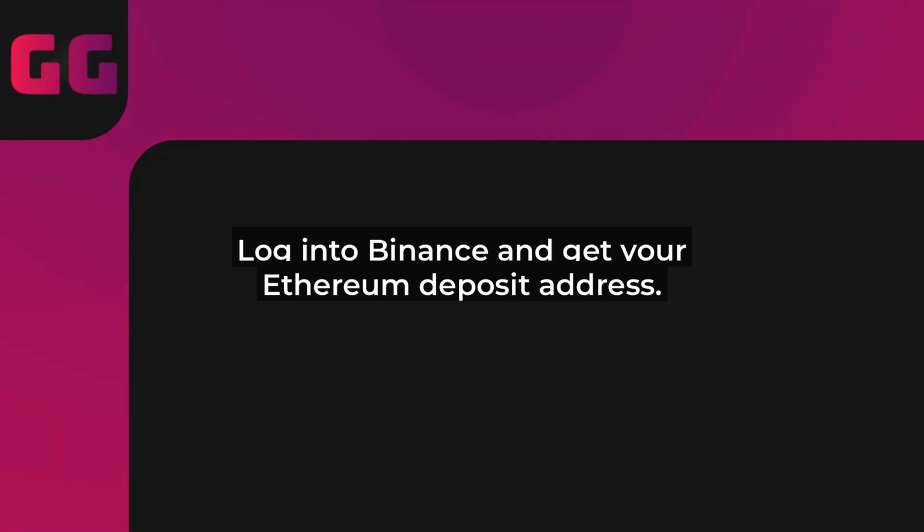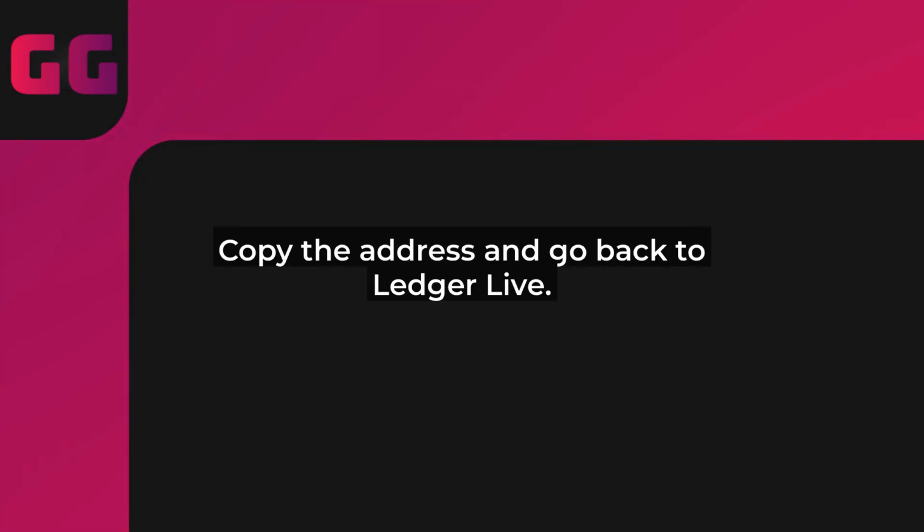Next, open the Ethereum app on your Ledger Nano X. You'll see your wallet address displayed. Now, hop over to Binance. Log into your Binance account and navigate to your wallet section. Generate or select an Ethereum deposit address. This is where your ETH will land. Double check that it's the correct network. We're sticking with the Ethereum mainnet here.